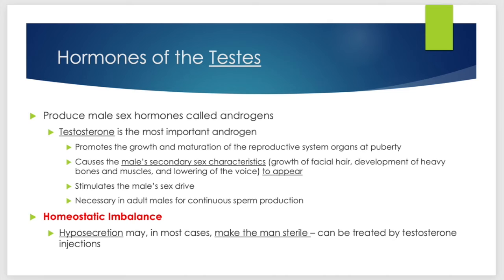So if there's not enough production of testosterone, in many cases it can make the man sterile, so he would be unable to have children. But that could be remedied by testosterone injections that would then help him to produce an appropriate amount of sperm in order to have children.